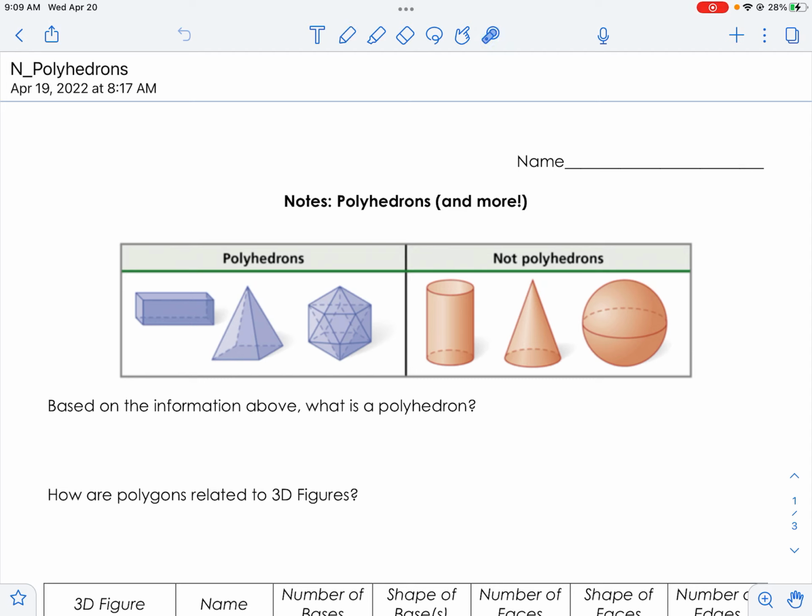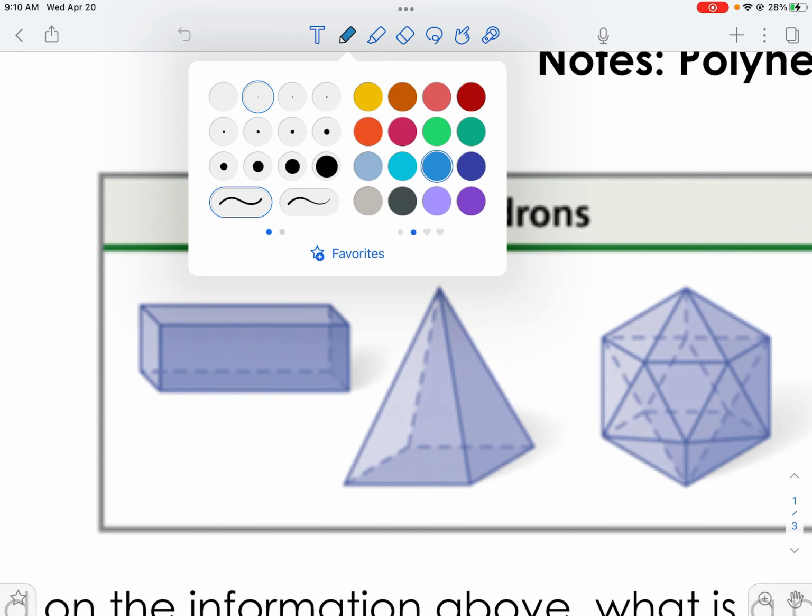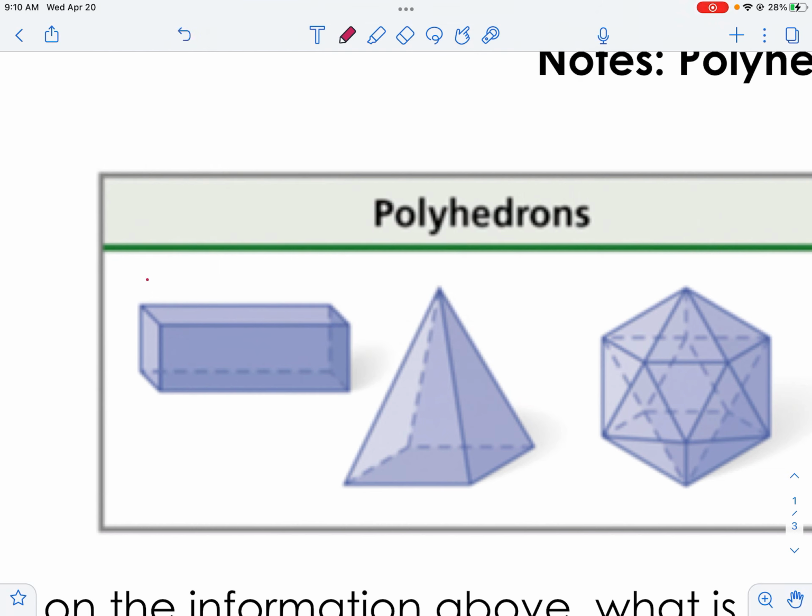So I have two pictures here. I have some pictures that have polyhedrons and some pictures that are not polyhedrons. And if we go through and take a look at these shapes, this shape right here you probably have seen before. This is a rectangular prism, named after its base, which is a rectangle. This right here comes up to a point, that would be a pyramid, and that base would be a square pyramid.